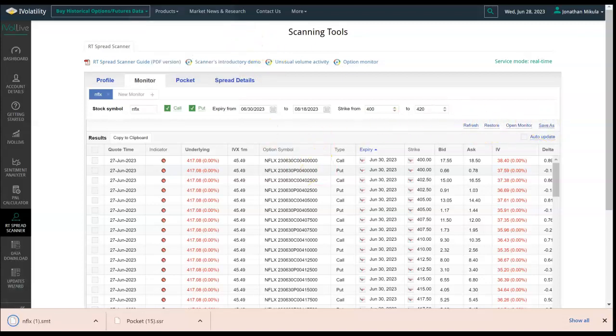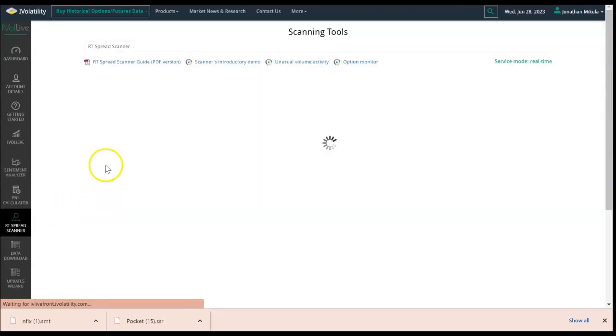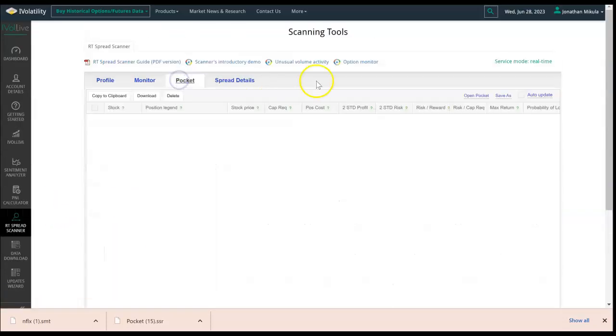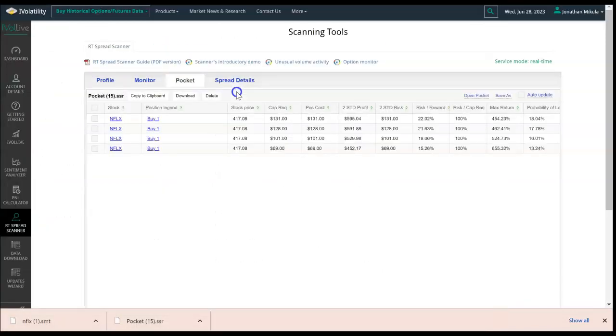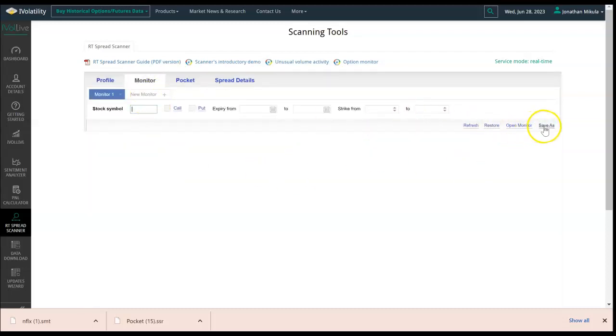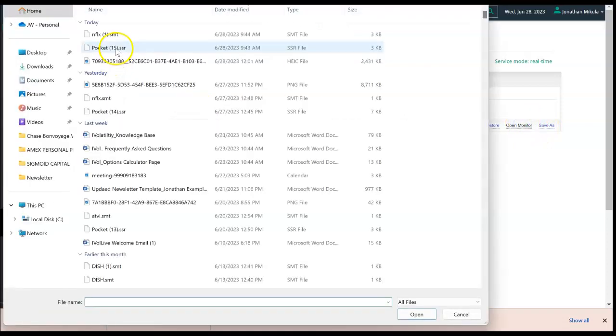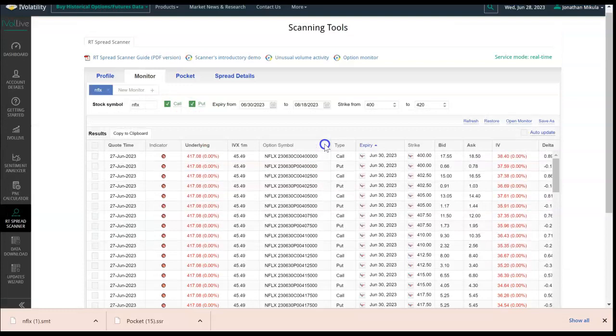And then let's say that we start a new session. We're over here, we were looking at our charts, but then we go to our real-time spread scanner, and let's say we had logged out, we needed to log back in. We come here to Pocket, open Pocket, and we'd come to our downloads, Pocket, there we go. And here are those trades we were most interested in for Netflix for the bear diagonal spreads. And then monitor, we could do open monitor, come in here, and there we go. This is the Netflix monitor we're looking at.